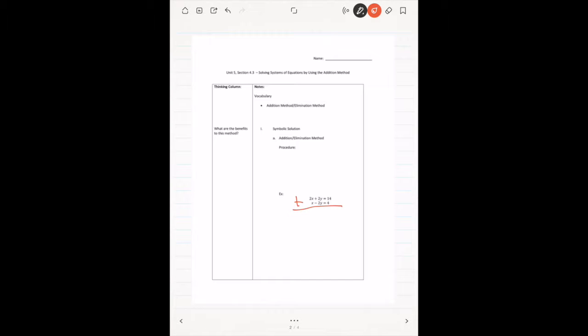So let's see, if I take 2x and x, I'm going to get 3x. If I take 2y and negative 2y, well, those just cancel out. And then this would equal 18. So x equals 6. This is a very easy and quick way of figuring out what one of your variables is going to be for your system of equations.